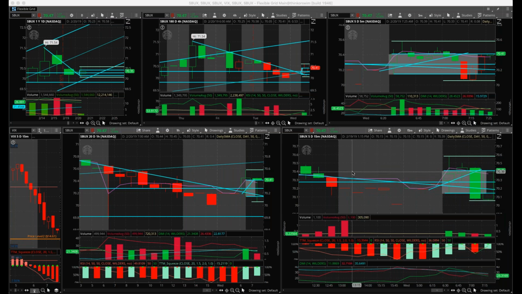But we've been getting reversal after reversal on the hourly, so we're still going to wait for this high that was put in the day.